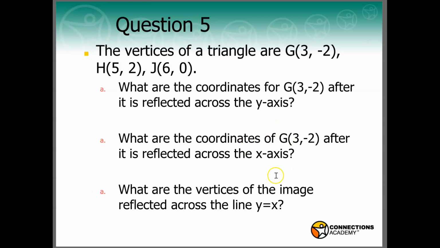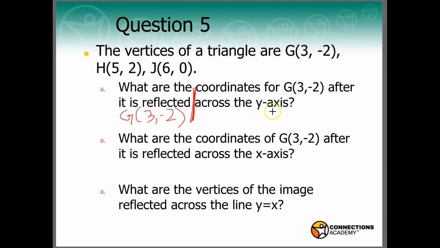the y-axis, the x-axis, and across the line y equals x, which is an upwards diagonal line that cuts through the graph. So if I were to go ahead and write my coordinate for G as 3 and negative 2, we know that if it's reflected across the y-axis, which runs straight up and down, I would go from either the left to the right or the right to the left. And so the only thing we'll be changing then would be our x point. So the y point will not change when we reflect something across the y-axis.